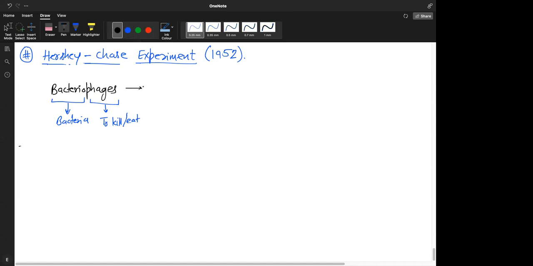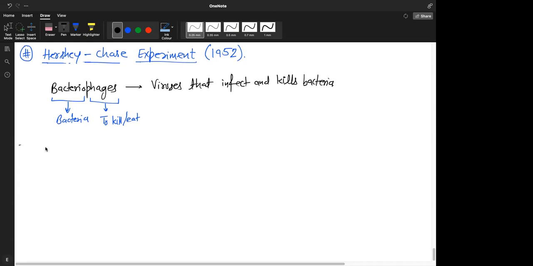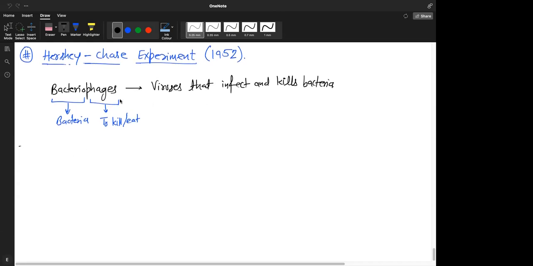Yes, sir. So bacteriophages are viruses that infect and kill bacteria. Viruses are very, very host specific. So bacteriophages do not affect humans because they only infect and kill bacteria. Now, why did they choose this as a model system to go forward? Because of this. Bacteriophages are very simple.